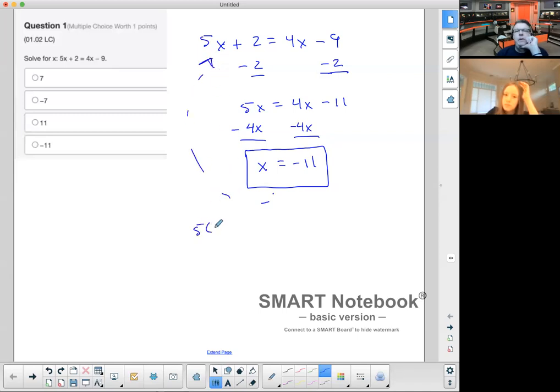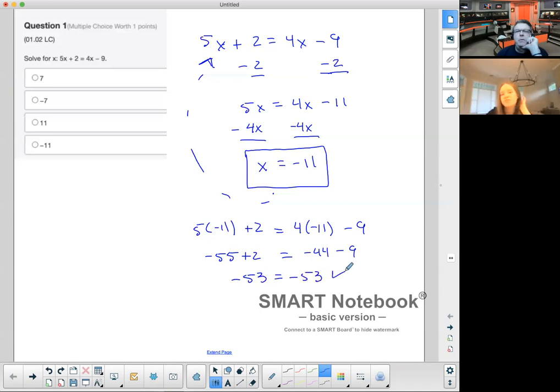So just real quick, as you get good and confident, there's not a whole lot of need to check it. So 5 times negative 11 is negative 55. Negative 44, and your favorite thing, Charlie, negatives like everybody else. So that's going to be negative 53 and negative 53. So booyah, we're good. Oops, look at me. It is early, isn't it? So x is negative 11. Is that okay?